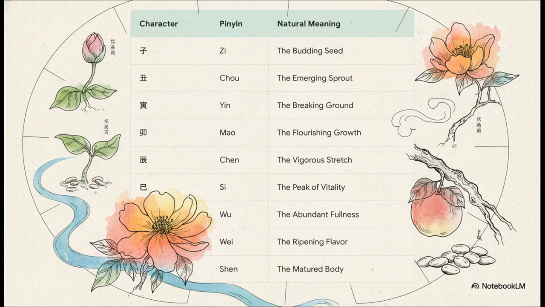It all starts with Zi, which is like the budding seed in the dead of winter. Then Yin comes along, and life starts breaking through the ground in early spring. By the time we hit Mao, everything is flourishing. Wu represents that peak summer energy, just abundant and full of life. Then the cycle starts to wind down through autumn with You, the withering and collecting, until we get to Hai, the final core, the very essence of the plant, preserved and ready to start the cycle again. These 12 phases literally map out the energy of the entire year.